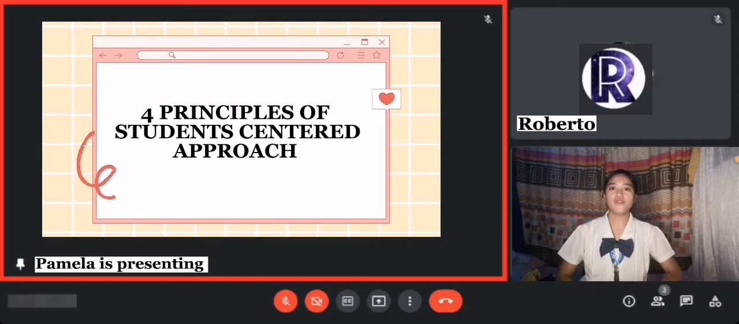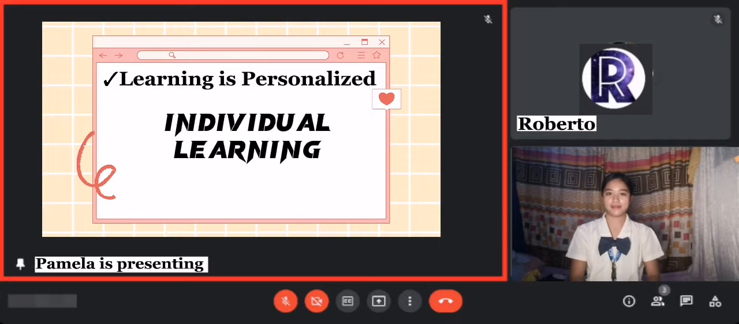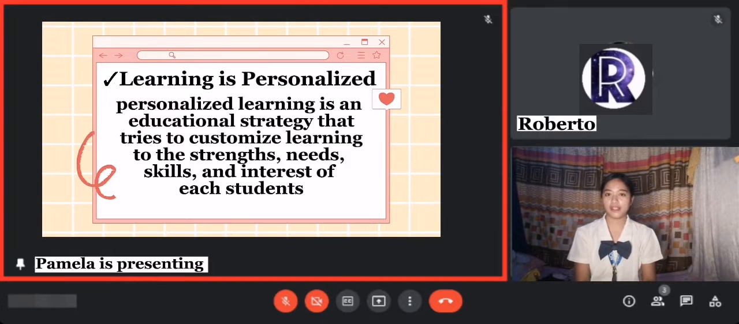So now, let's move on to the 4 principles of student-centered approach. So first is that learning is personalized, or what we call individual learning. Personalized learning is an educational strategy that tries to customize learning to the strengths, needs, skills, and interests of each student. So the students will receive a personalized study plan based on their prior knowledge and preferred learning style.